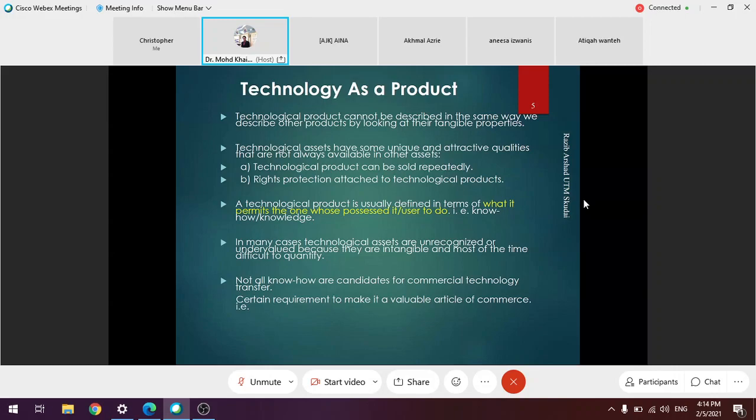For example, if we sell a smartphone, you cannot put boundaries on the people who use the smartphone, like saying you can just install WhatsApp, other than that you cannot install. So this is not a kind of that technology. This is a kind of technology where you give the permits to those who possess or use it, okay? All right, in terms of know-how and so on, all right?